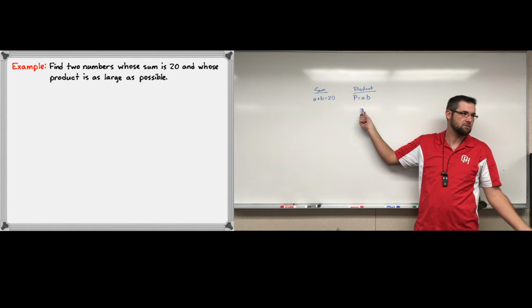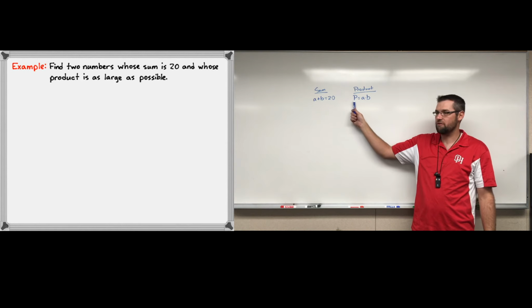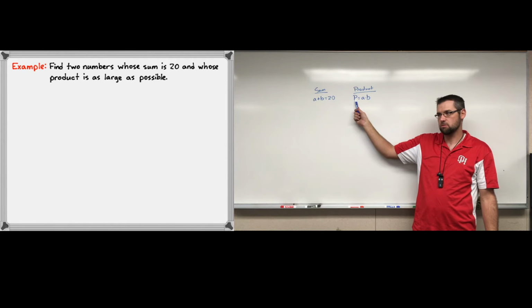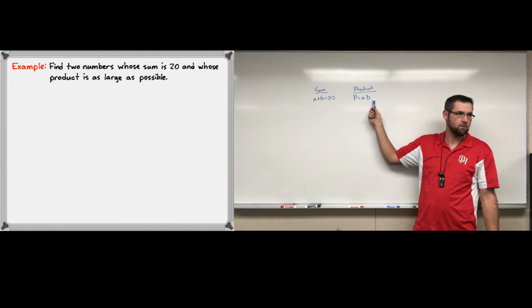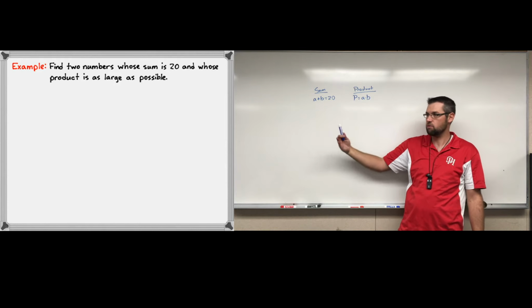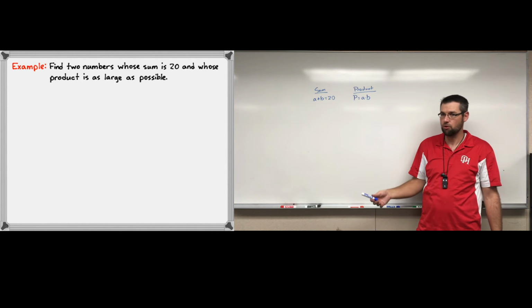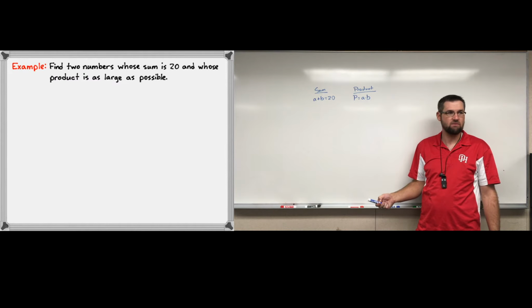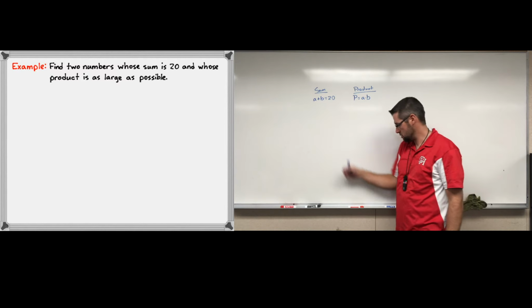Again, how do you find absolute maximum? You deal with the derivative, right? Well, P is our function. What's our variable? A and B. We can't take a derivative with A and B as variables because we can only take the derivative with respect to A or B, not both. So we have to get one variable in there. So what are we going to do here?